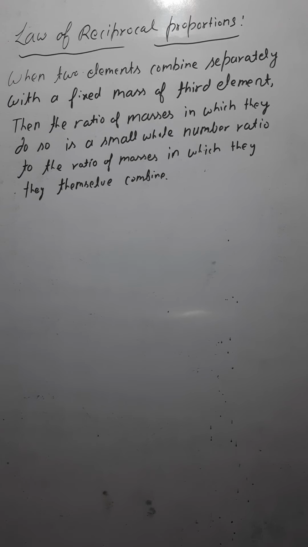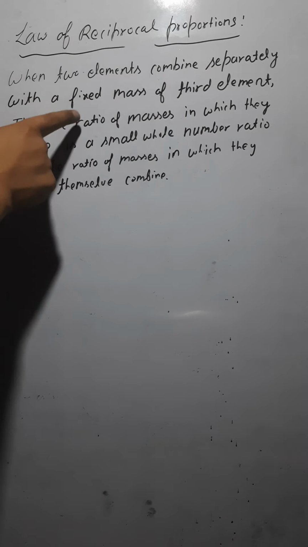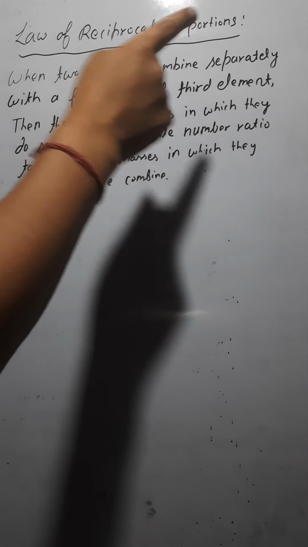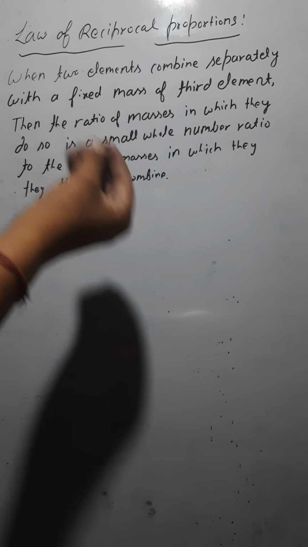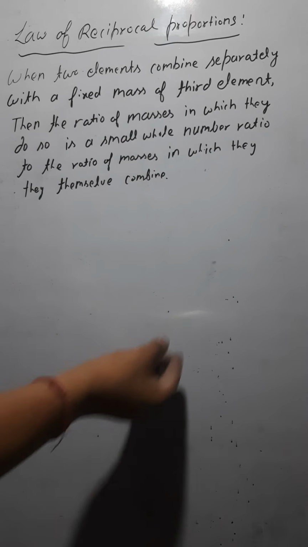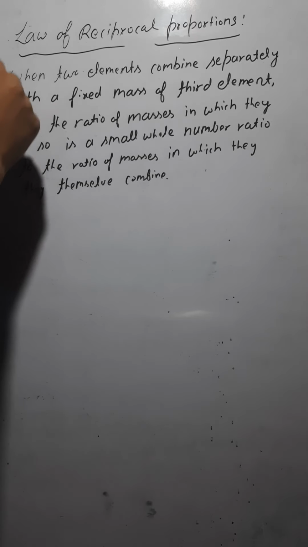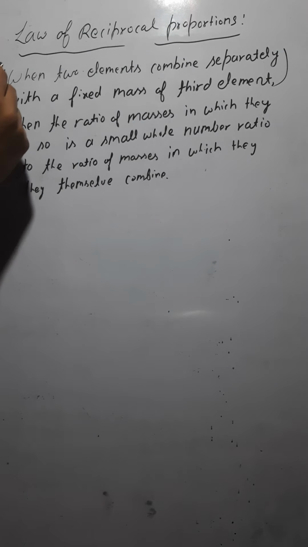Now just read it first. When two elements combine separately with a fixed mass of third element, then the ratio of masses in which they do so is a small whole number ratio to the ratio of masses in which they themselves combine. Are you getting this? Might not be getting. Let's discuss it sentence wise.